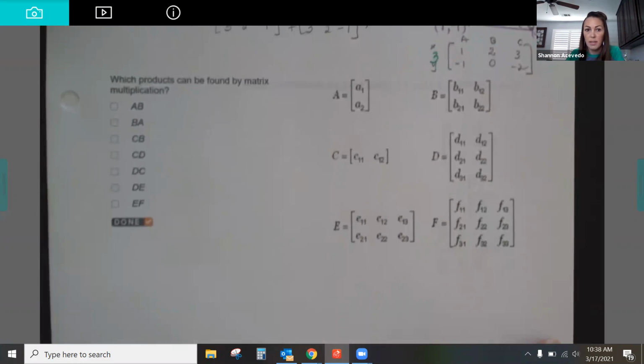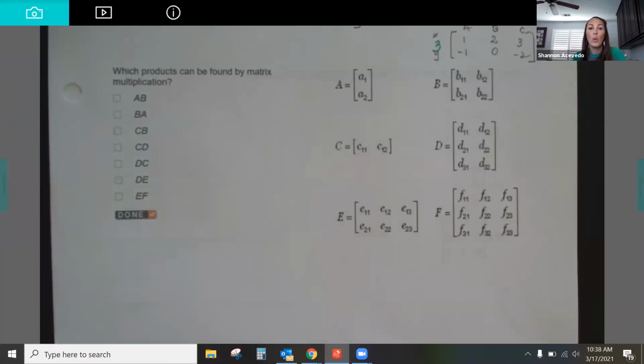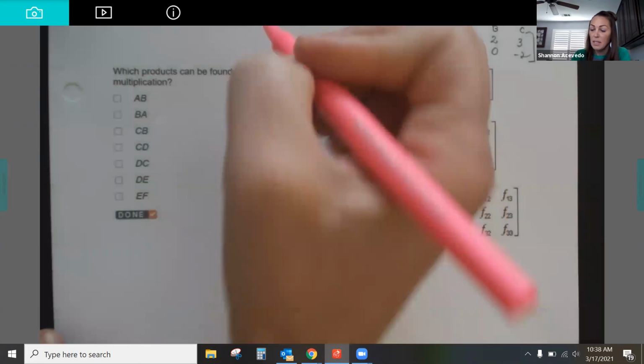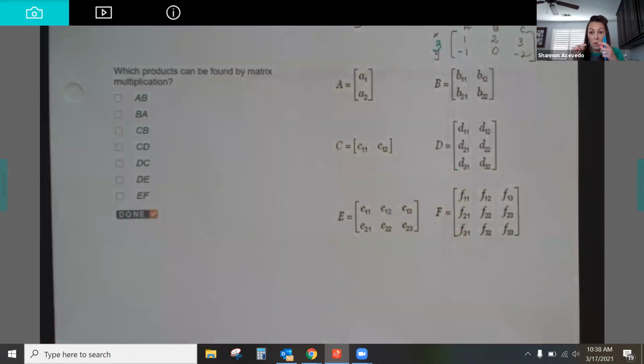All right. Okay, so this next one says, which products can be found by matrix multiplication? Now remember, if we're going to multiply something, then the inner numbers have to be the same. The outer numbers give us the new dimensions, right?